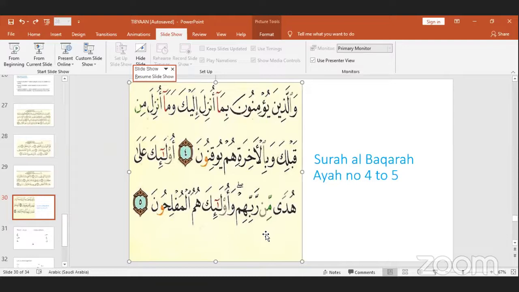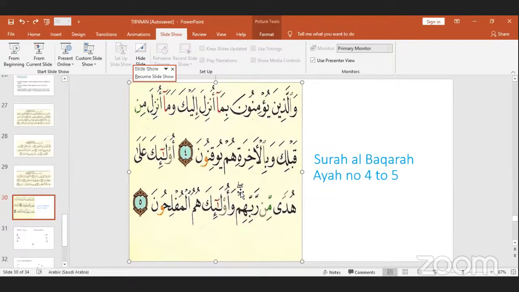Again, these are in-depth rules. I'll talk about them later. Most of you don't know many of these rules. I know them because I've learned them. We have only learned two rules till now: noon mushaddada, mim mushaddada, and qalqala. So you do not need to worry about this, but you should at least know how to read them. So hudam mir rabbihim.